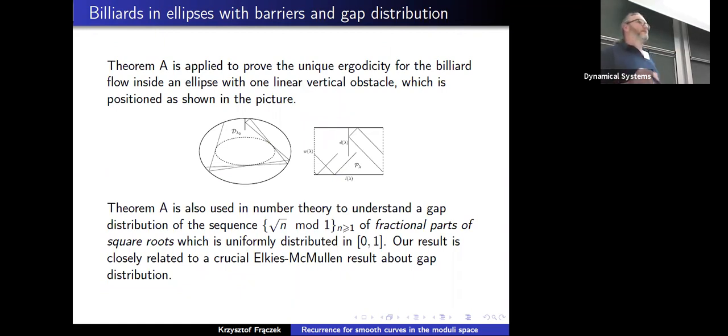There are two next applications, but I will say only shortly about them. I will come back to this in a moment. The second application is for unique ergodicity of the billiard flow inside an ellipse with one vertical obstacle of this form. So the picture is like here, and as I said, I will come back to this subject, but in a more general context.